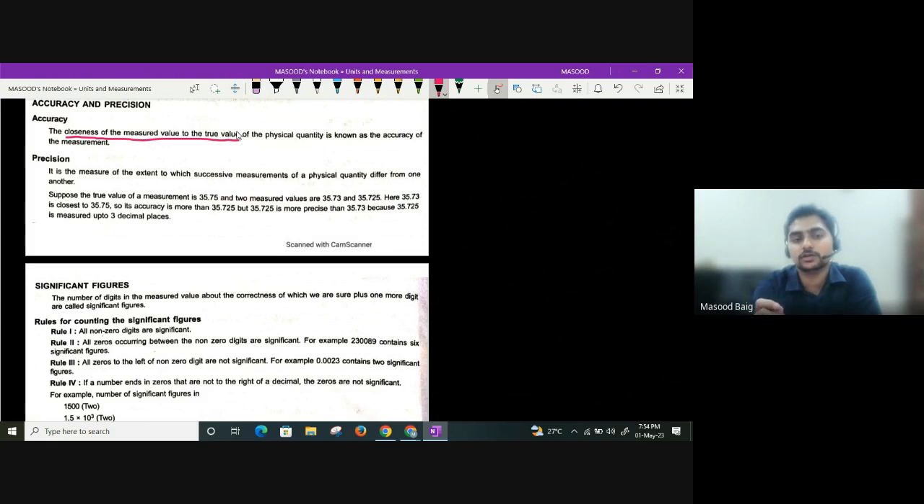Whichever measured value is near to the true value will be called an accurate value. And what is a precise value? You can take a measured value up to 1 decimal place, up to 2 decimal places, or up to 3 decimal places. So the more decimal places, the more the precision. It is the measure of the extent to which a measurement can be taken. To how many decimal places a measurement can be taken represents a precise value.